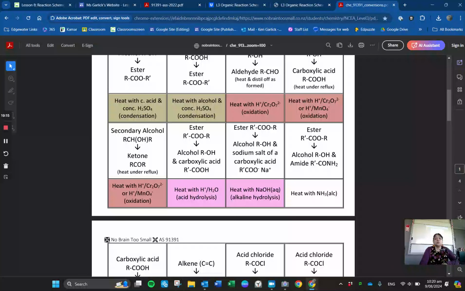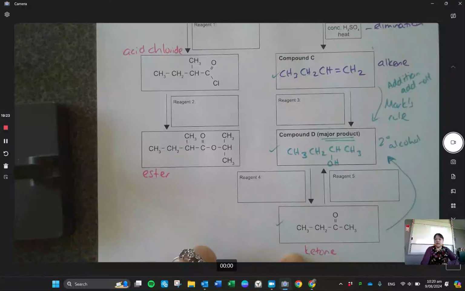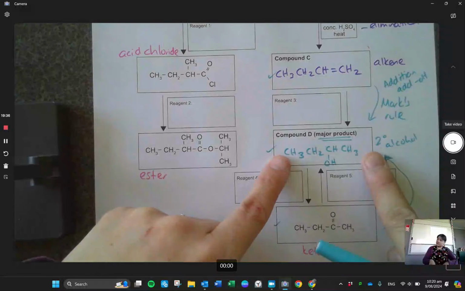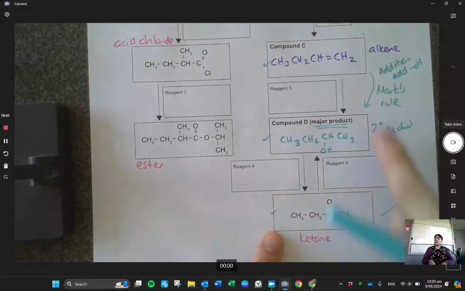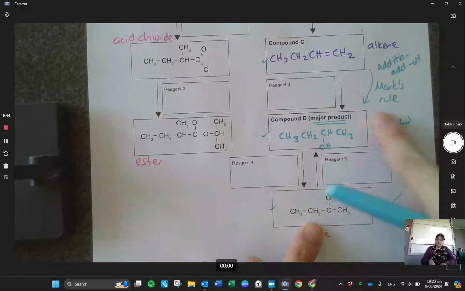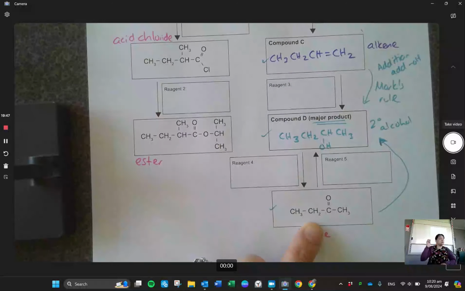You need heat with either dichromate or permanganate, and that's an oxidation reaction. So if I was to go to this guy here, and I was working ketone backwards, the only thing that can make a ketone is a secondary alcohol. So that's how I know this product here must be that. So I can work backward from this molecule to figure out this molecule, or I can work forward from this molecule to figure out that molecule. It's probably easy to work backwards, because if I have a ketone, and I'm reversing it back to a secondary alcohol, we just remove the double bond from the O, and then we add the hydrogen. That's how we make our alcohol.